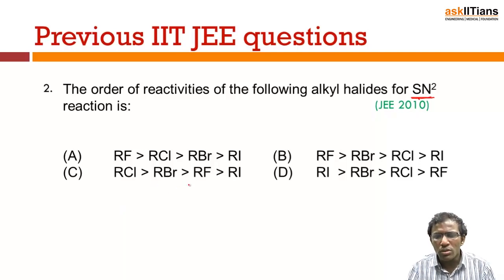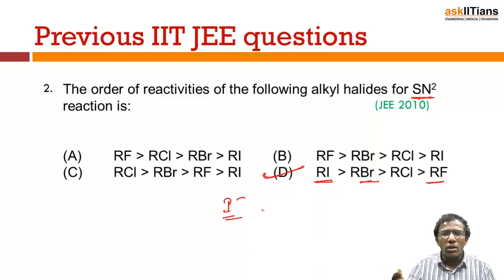So for SN2, RI will be the most reactive, then RBr, then the least one is RF, because I minus is a better leaving group. The bond between the carbon and iodine breaks easily, right? So that's why it shows more reactivity towards SN2 reaction.